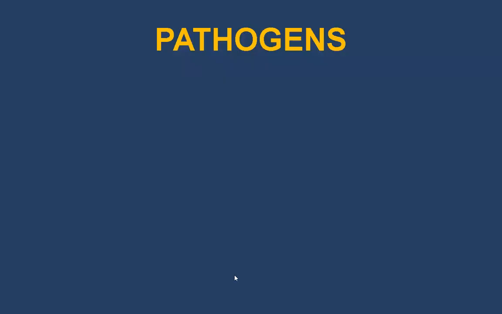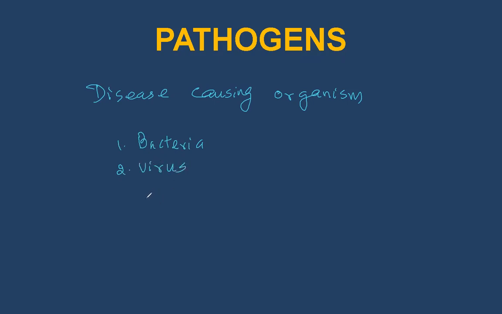Now we're going to discuss the common diseases and the pathogens. What's a pathogen? A disease causing organism is called a pathogen. Pathogens can be bacteria, viruses, protozoans, and fungi. Fungi can cause diseases in us, and there are worms which belong to the group helminths. So these are some of the pathogens we'll be discussing in this chapter.